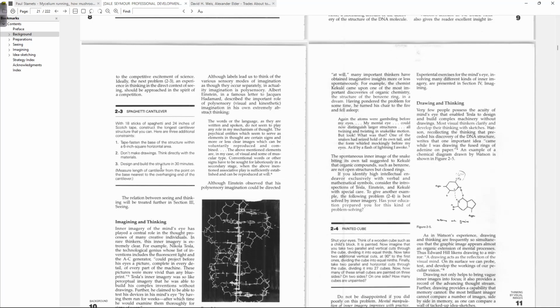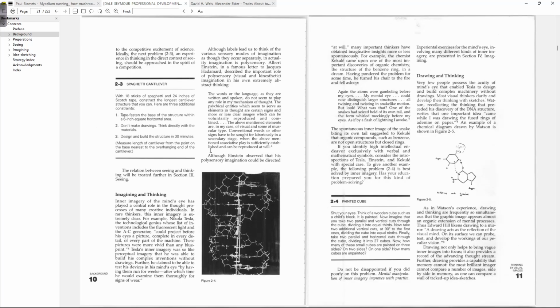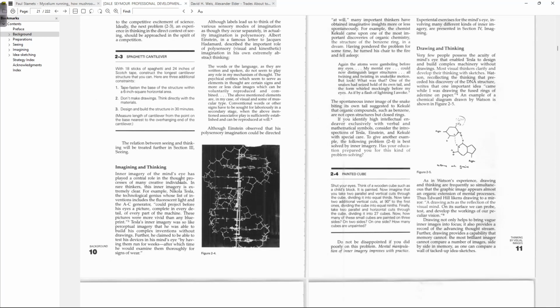First, tape fasten the base of the structure within a 6-inch square horizontal area. Don't make drawings, think directly with the materials, and then design and build the structure in 30 minutes. Measure the length of the cantilever from the point on the base nearest to the overhang of the cantilever. The relation between saying and thinking will be treated further in section 3, seeing.